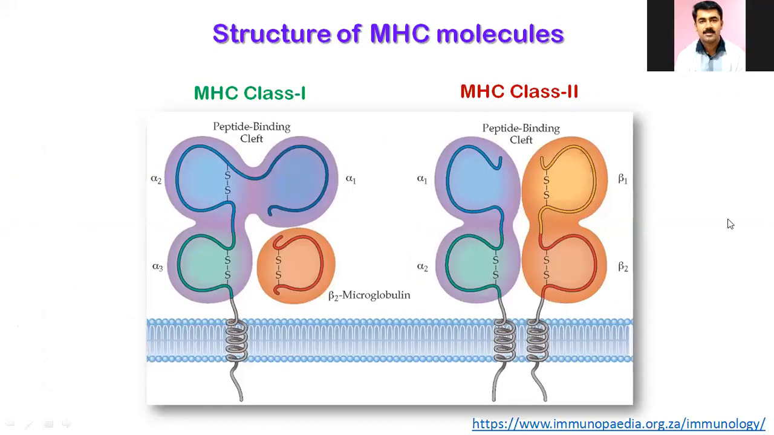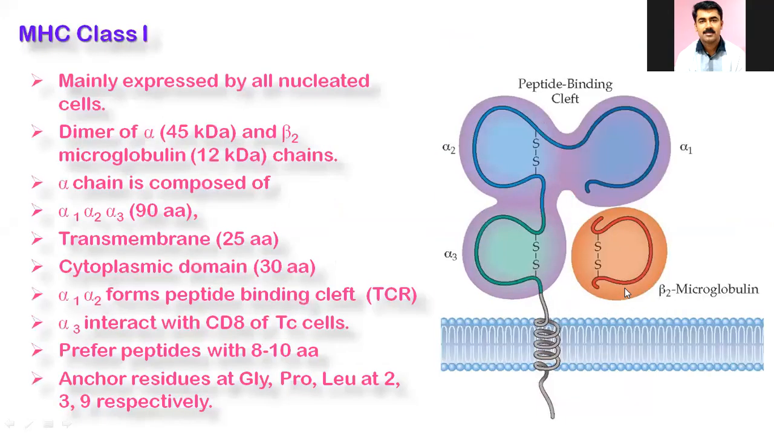If you see the structure of MHC class 1 and class 2, they are almost superimposable, in the sense that they exhibit a lot of similarity in their three-dimensional structure. But they have some very important differences. So let me talk about the MHC class 1 molecule. MHC class 1 is mainly expressed by all nucleated cells. You take any nucleated cell, it has the capacity to express MHC class 1 and present antigens.